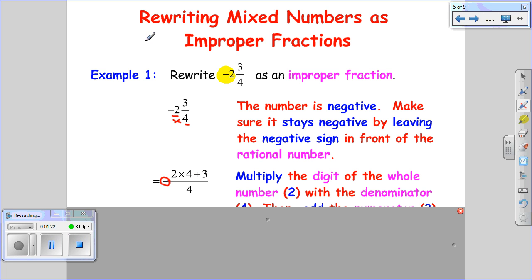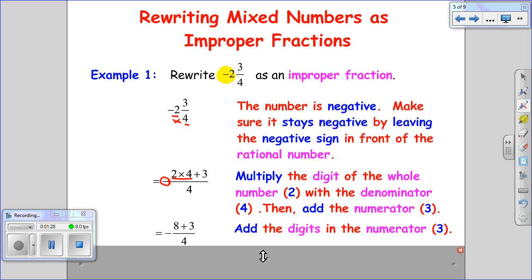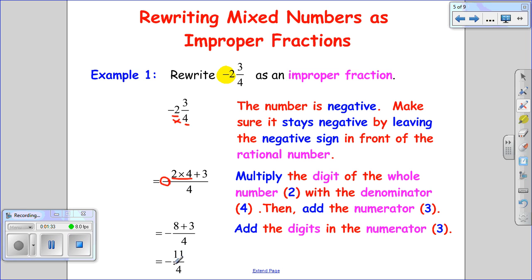We didn't move it. The next thing we have to do is multiply the 2 and the 4 together. So it's going to give us 8 plus 3 over 4. And the last thing, we're going to add the 8 and 3 together. And notice the whole time we left the negative sign alone and kept it in front.